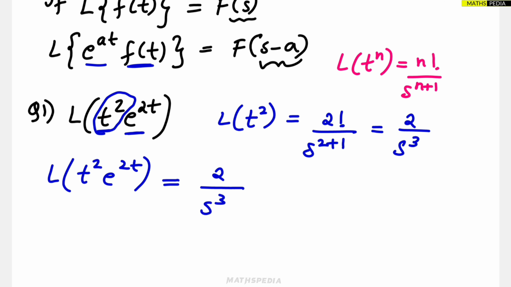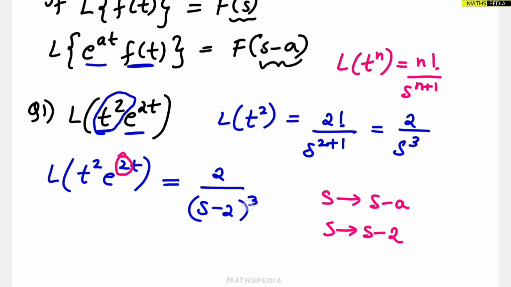So it will become 2 by s cube, right? But I won't be using s cube. What I have to do here, a very important step, is that s has to be converted into s minus a. Very simple. What is a here? a is nothing but the a in the e power at we are having. So here it is 2. So s has to be converted into s minus 2. So here, instead of s cube, it will be s minus 2 the whole cube. So this is the final answer. If you want, you can expand the denominator, but it is fine.